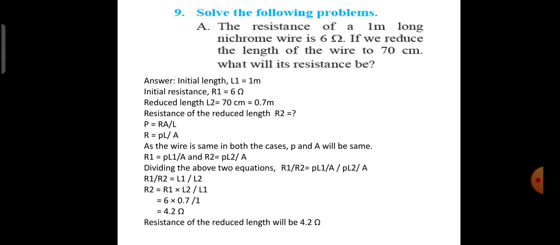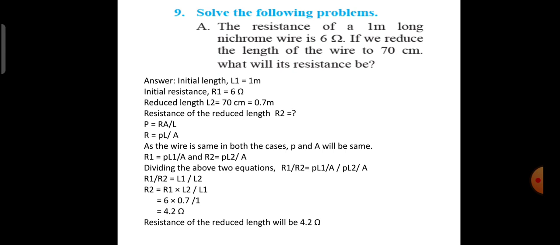Now let us solve the following problems. The resistance of a 1 meter long nichrome wire is 6 ohm. If we reduce the length of the wire to 70 centimeter, what will be its resistance? So the given is initial length 1 meter, resistance 6 ohm, reduced length 70 centimeter, that is 0.7 meter, and resistance of the reduced length we have to find out.